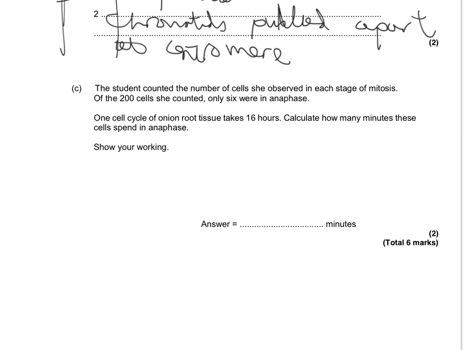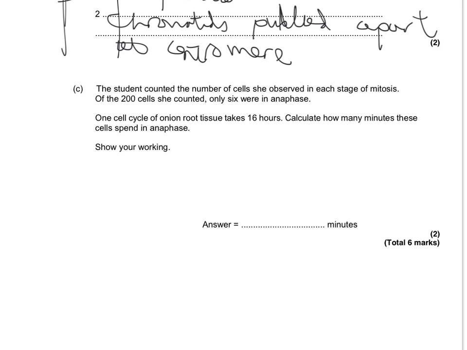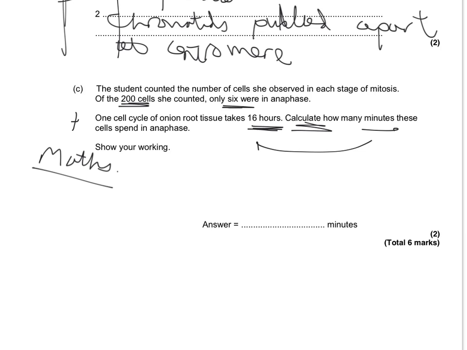Okay, and now on to the last question. So we've got a bit of maths here. This is a bit of apparatus and techniques. All right, so let's have a quick look. This type of question, you need to really look at it carefully. It tells you this person observed each stage of mitosis, they looked at a total of 200 cells, and only 6 were in anaphase. And then it gives you some more information saying 1 cell cycle of onion root tissue takes 16 hours. Then it says calculate how many minutes, so not hours but minutes, these cells spend in anaphase.